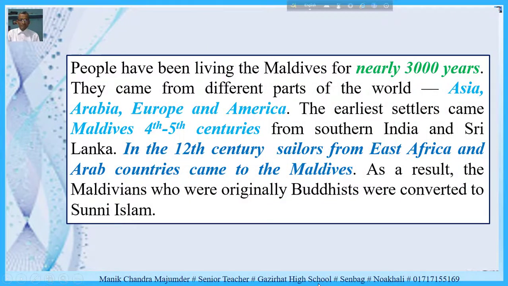From this para, we get information that people have been living in the Maldives for nearly 3,000 years. They came from different parts of the world, Asia, Arabia, Europe, and America. The earliest settlers came to the Maldives in the 4th and 5th centuries from southern India and Sri Lanka. In the 12th century, sailors from East Africa and Arab countries came to the Maldives. As a result, the Maldivians, who were originally Buddhist, converted to Sunni Muslim.